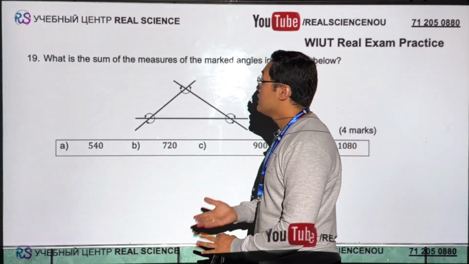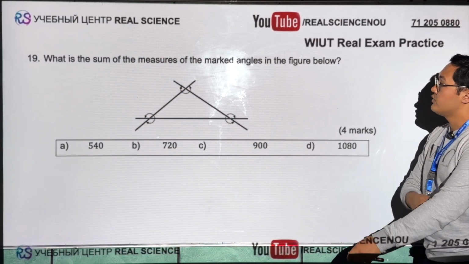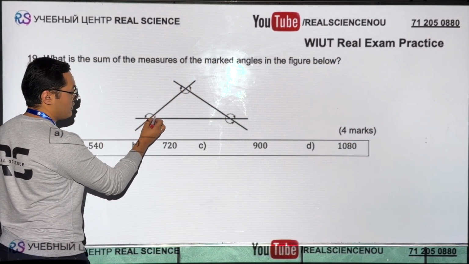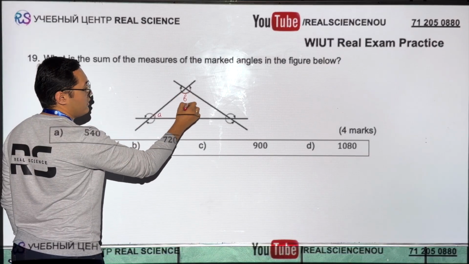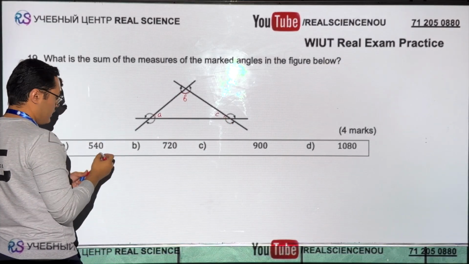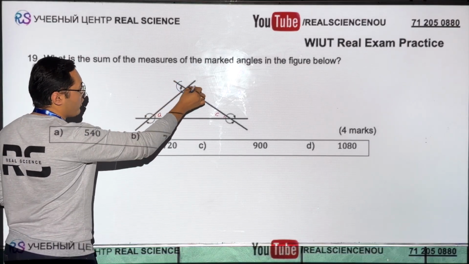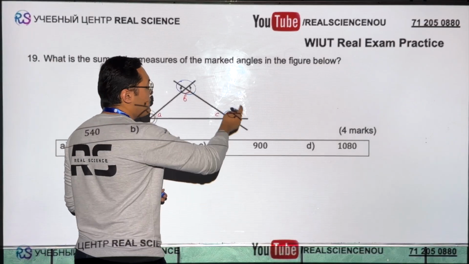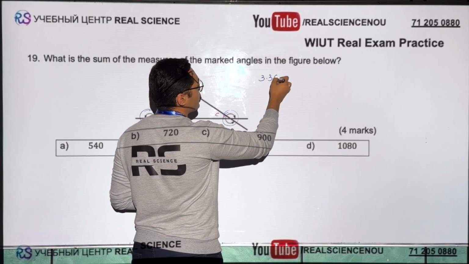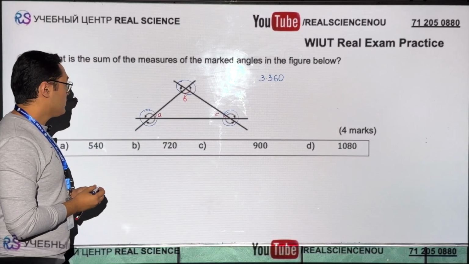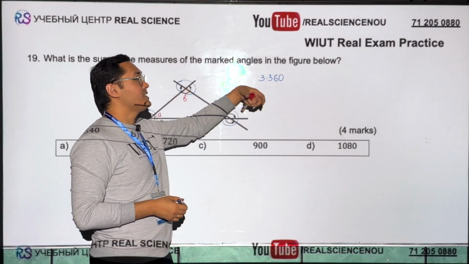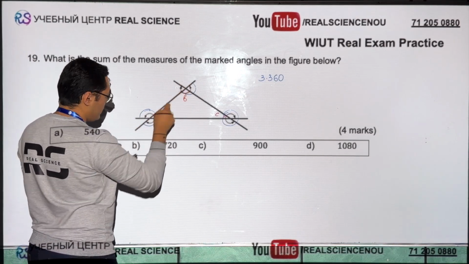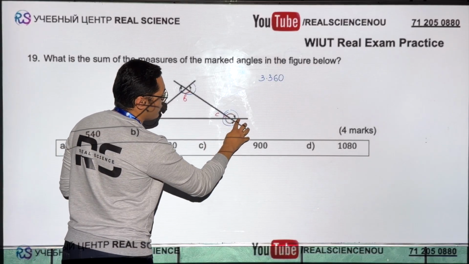Okay, in this case, it says, what is the sum of the measures of the marked angles in the figure below? To do that, let's say that this inner angle is equal to A, this is equal to B, and this is equal to C. Because we know that this whole thing is basically just 3 circles, the measure of them is going to be 3 times 360. But because it says what is the sum of the measures of the marked angles, we don't need this part. You see, I'm removing this part, this part, this part, and I'm also removing this part.